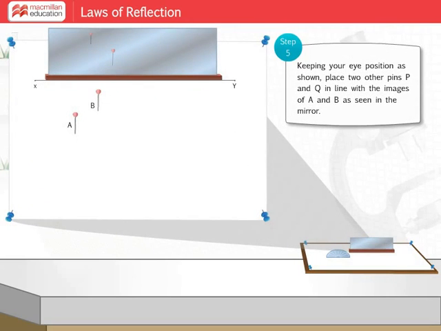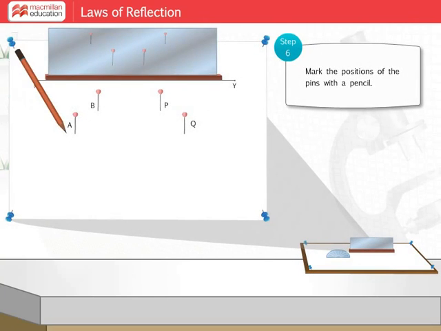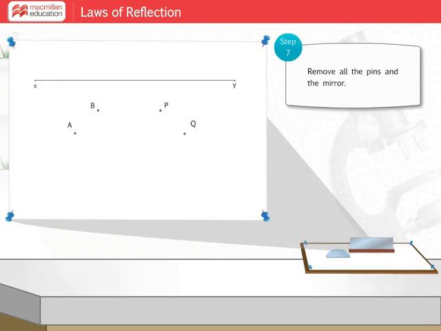Keeping your eye position as shown, place two other pins P and Q in line with the images of A and B as seen in the mirror. Next, mark the position of all the pins with a pencil. Now, remove all the pins and the mirror.